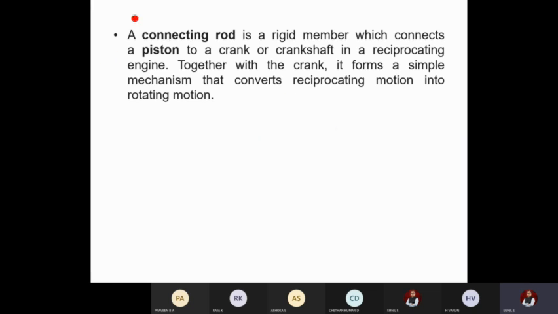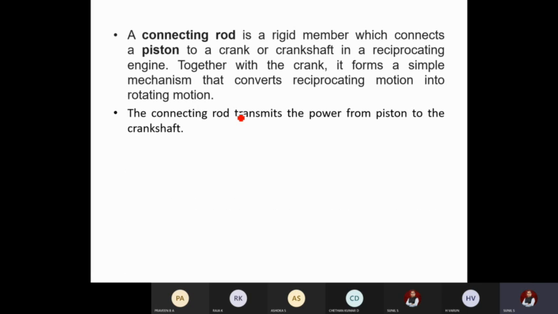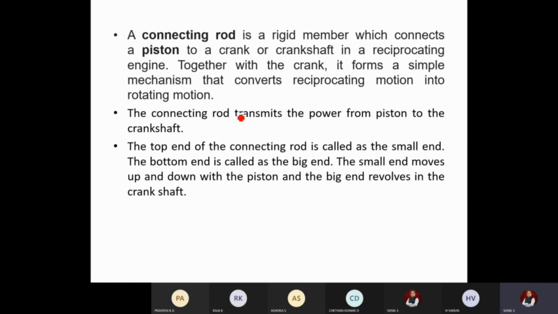So a connecting rod is a rigid member which connects a piston to a crank or crankshaft in a reciprocating engine. Together with the crank, it forms a simple mechanism that will convert the reciprocating motion into the rotary motion. The connecting rod transmits the power from piston to crankshaft. The top end is called the small end, and the bottom end is the big end. Usually the small end is connected to the piston and the big end is connected to the crankshaft.